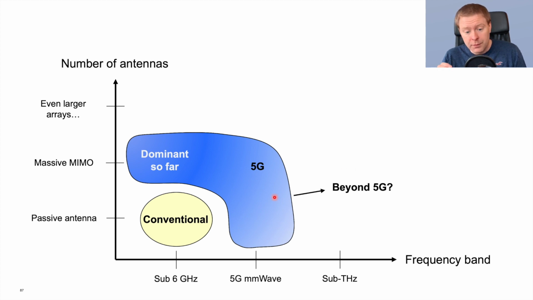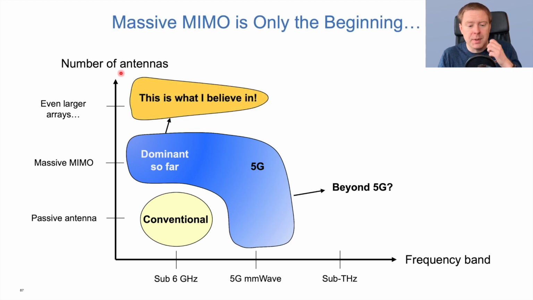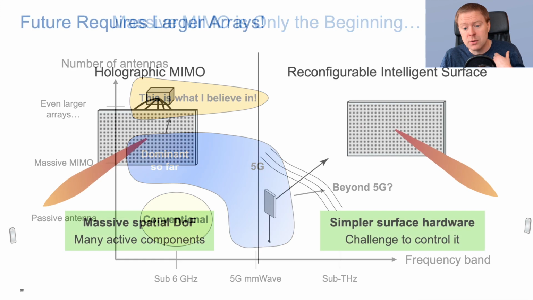But I'm very convinced that this is not going to be the main thing beyond 5G, just as millimeter wave is not the main thing in 5G. It's barely used so far. I believe that it's up here with having even larger arrays where we will see the big improvement in the future in order to get more stable performance and be able to spatially multiplex many users.